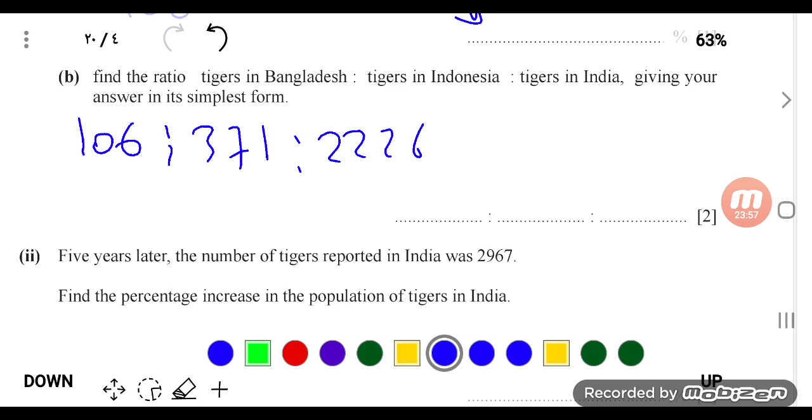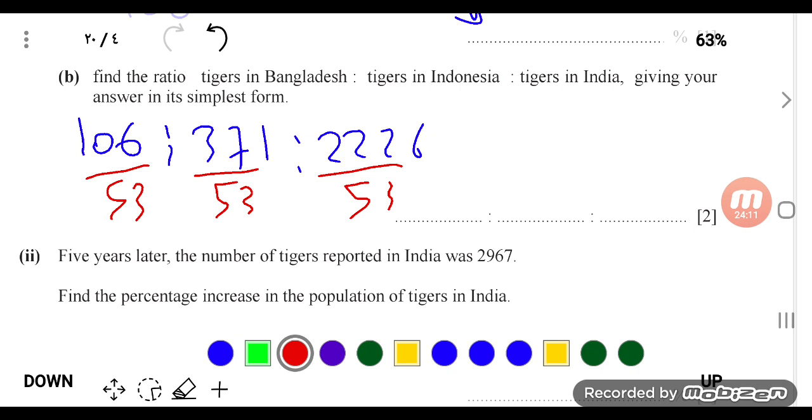Now here you have to divide the 3 numbers by the same number. I will divide all of them by 53. Now somebody will say, how do we know 53? Because 106 is twice 53, so you can easily discover that you can divide by 53. And then you get the answers 2 to 7 to 42. So you write it here, 2 to 7 to 42. On the calculator, get the answer.